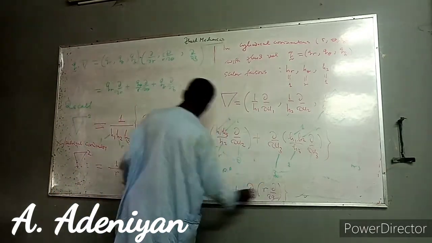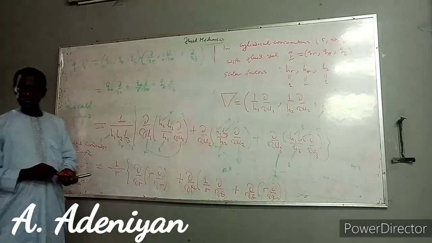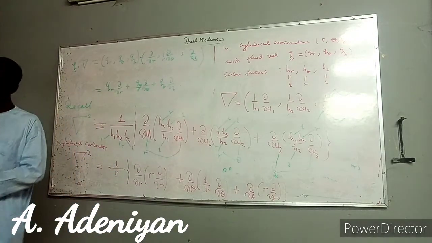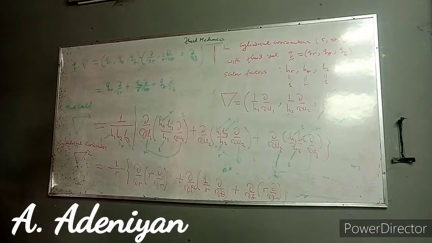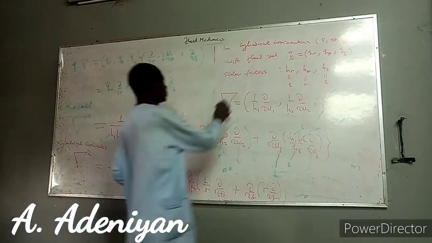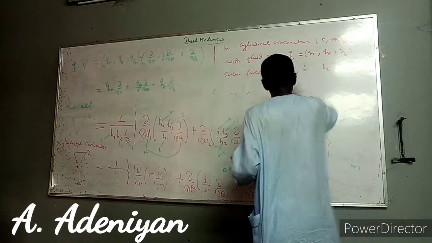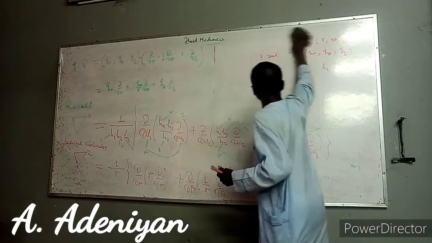If you like, one can expand everything. Now, if all these are made use of in our Navier-Stokes equation, the Navier-Stokes equation is now reduced to what?